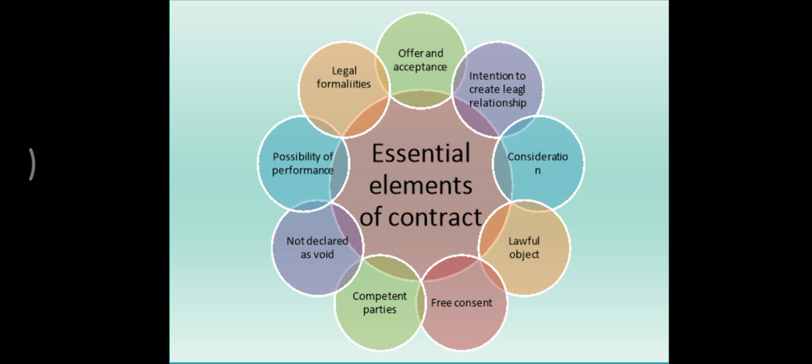So the first essential element, according to Section 10: all agreements are contracts if they are made by the free consent of parties competent to contract, for a lawful consideration and with a lawful object, and are not expressly declared to be void. In order to become a contract, an agreement must have the following essential elements. That is why we have to have all these essential elements. So let us see one by one.